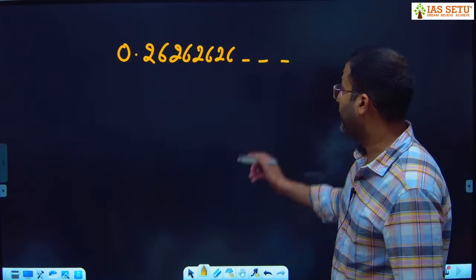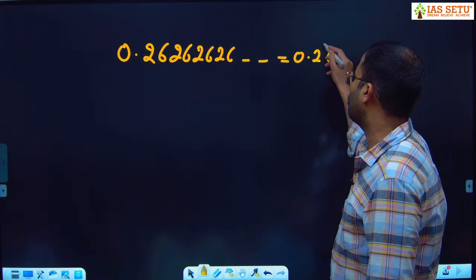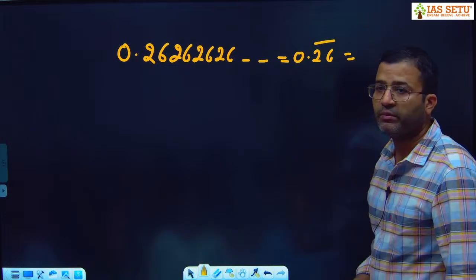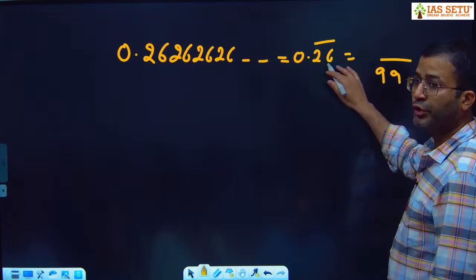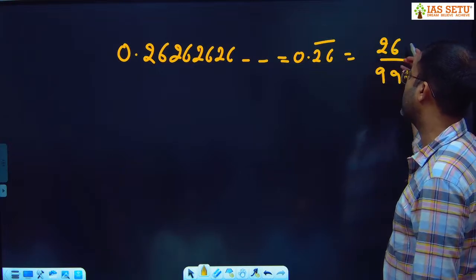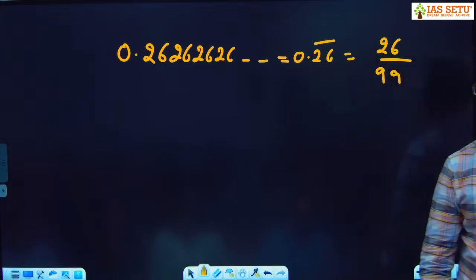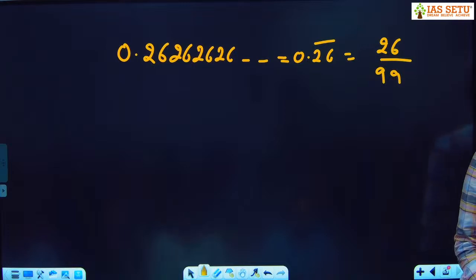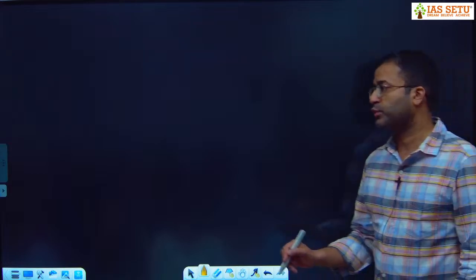Okay. So we write it as 0.26 bar. There are 2 digits in the bar, so 99. Numerator is 26, number as it is. So your answer is 26 upon 99. Clear? Next is type 2.